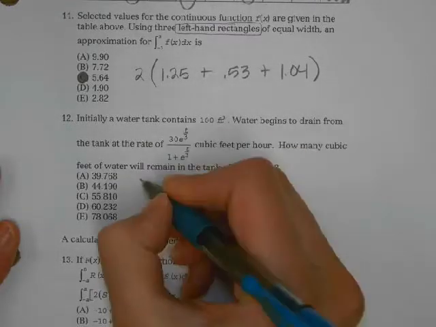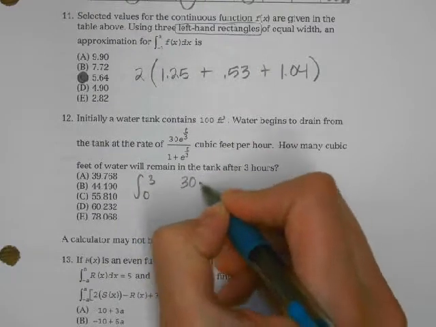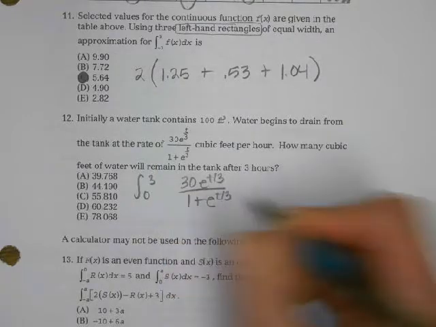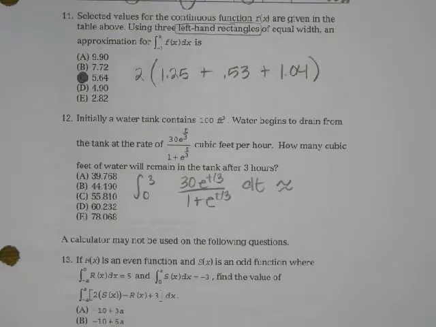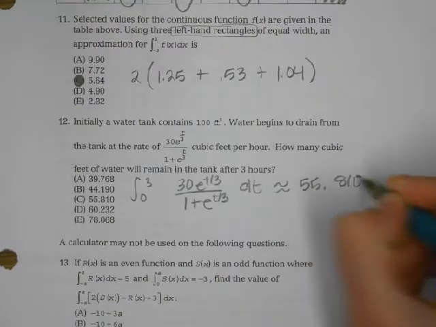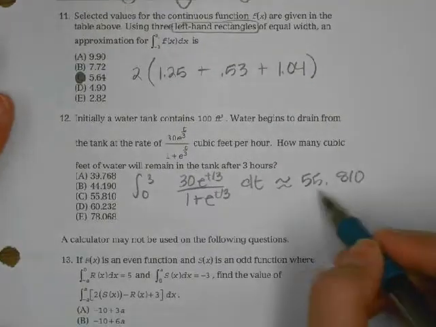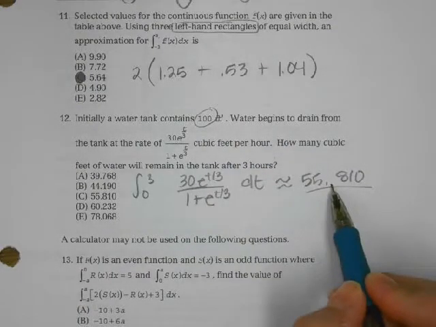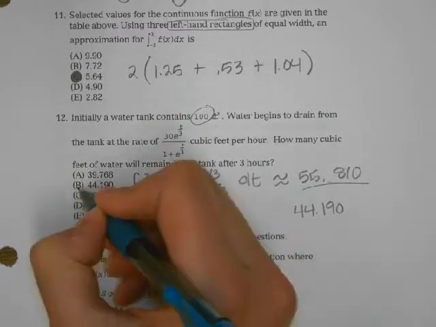So I went ahead and set up the integral from 0 to 3 of 30 e to the t/3 divided by 1 plus e to the t/3. And I went ahead and just plugged this in my calculator since we are still calculator active, and I got 55.810. You will notice that is an answer. It's the wrong one because that's how much water you've lost. So then I took 100 and I subtracted that decimal, and I got 44.190, which is the answer.